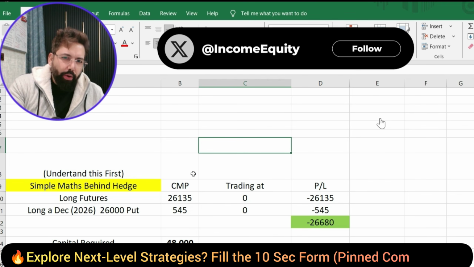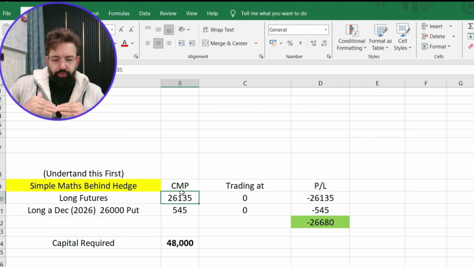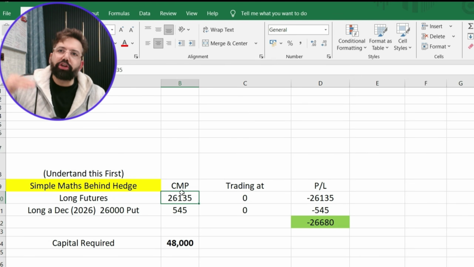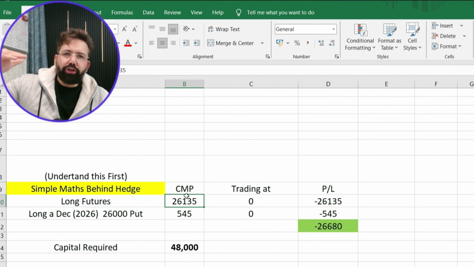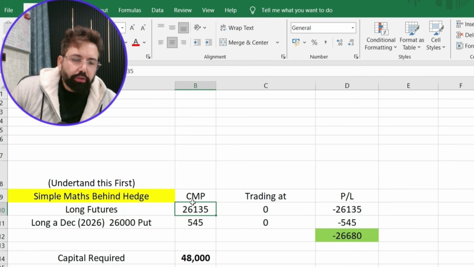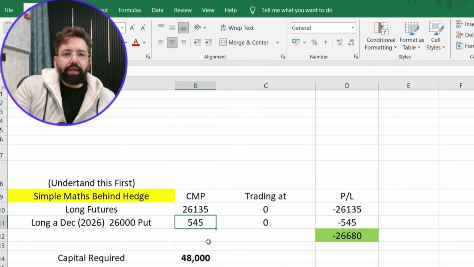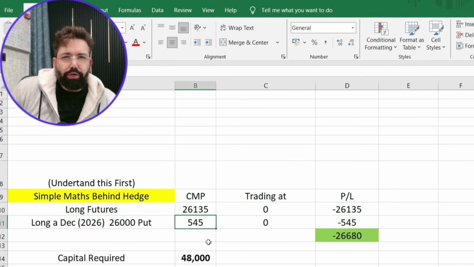Now here, the simple math is if we long the future of January, right? And we have planned to hold on to the future. So when the January contract is going to get over, we move it to February. February is over, we move it to March. The simple thing I don't want to tell you. I want to tell you something advanced. That is, we long the future and then we are longing the put, assuming it's trading at 545 like I showed you. Right? Liquidity issue in the live market in December series, you could see bid and ask spread.